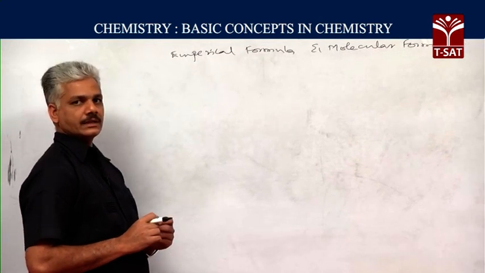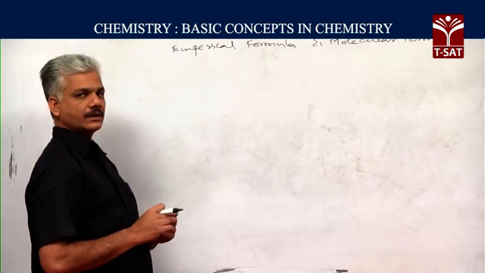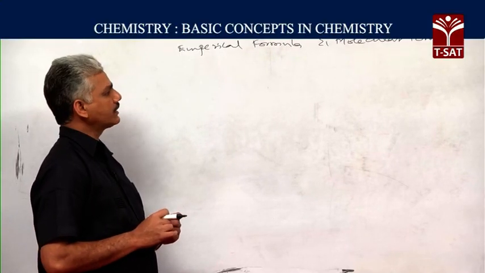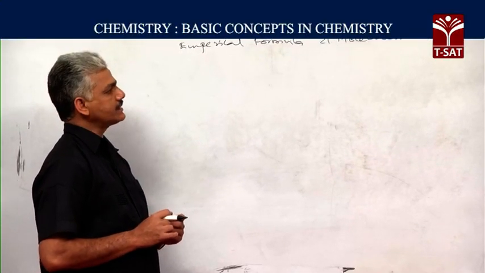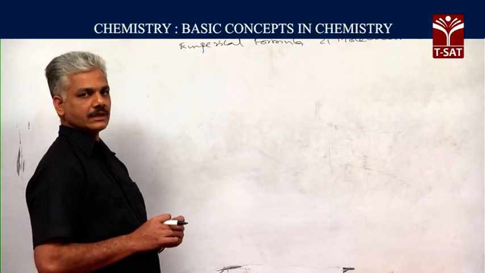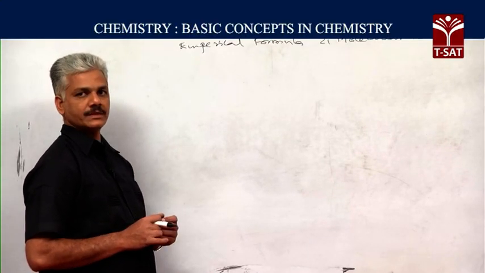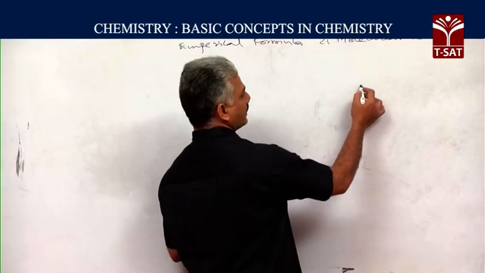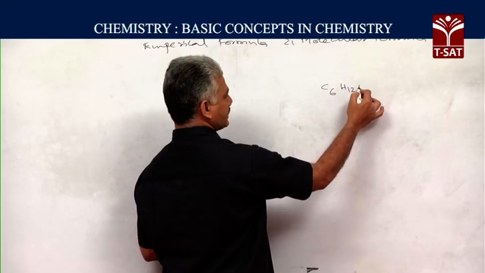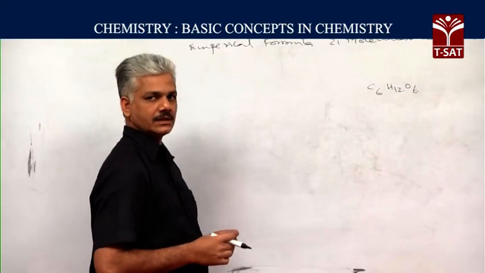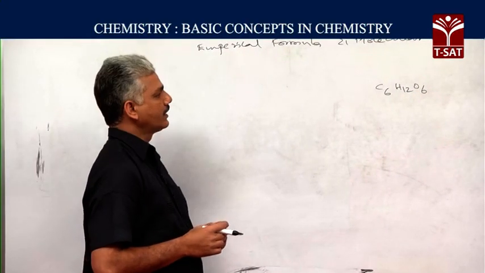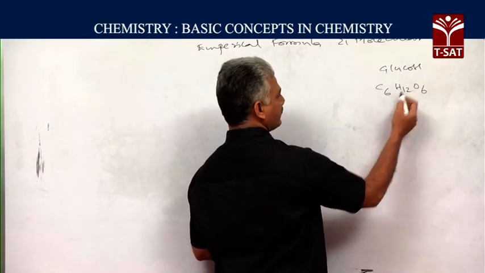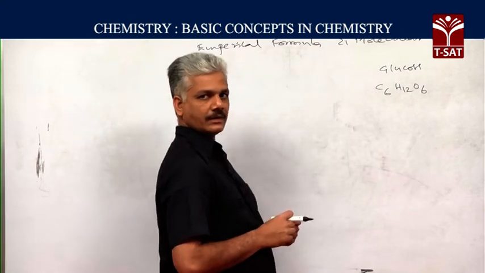It gives the formula of a compound in the simplified atomic ratio of corresponding elements, whereas a molecular formula gives the exact number of atoms present in a molecule. Say for example, the molecular formula of glucose is represented as C6H12O6. For the same compound, empirical formula means we have to take the simplified atomic ratio.